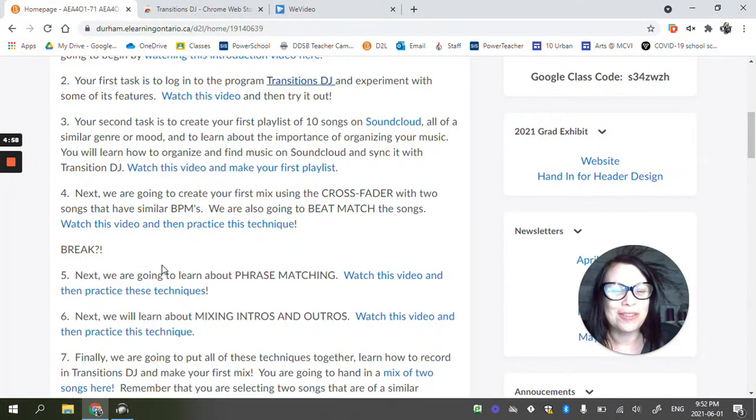So I hope you had a chance to play around with it and practice it. Then you're going to start to rely more on listening as opposed to looking at the bars and everything like that. There's a lot of counting involved, but again, that's going to become more natural. So now we're going to learn about phrase matching to make a smoother transition. I'm going to explain what that is.